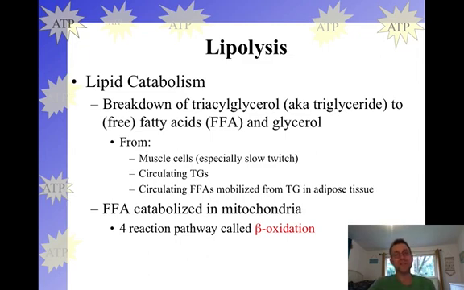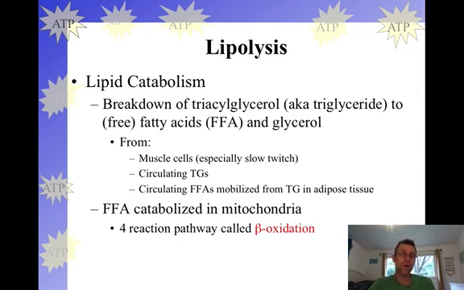Lipolysis is a term that describes the breakdown of, or the catabolism of, fats. So the breakdown of triacylglycerol. I think for the most part they're still being called triglycerides. People in the science world just like to change names around a bit. They're both the same molecule. Triglyceride just makes sense, but to me, I'm old school, I guess. So the breakdown of triglycerides to free fatty acids and glycerol.